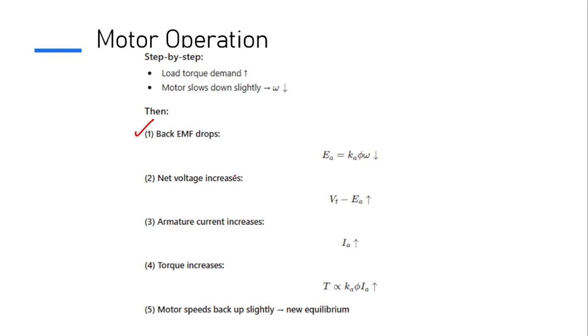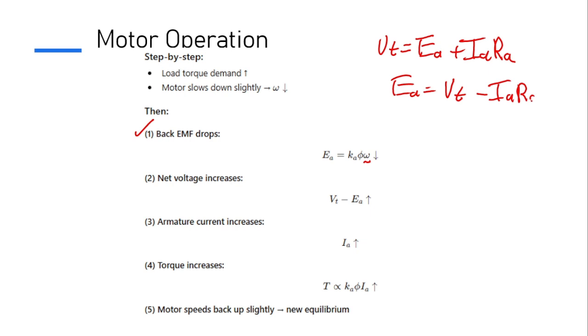So the moment you increase the load, your EA will drop, and these two things are directly proportional to each other. So your EA value will drop. Just remember VT is equal to EA plus IA RA. If you make EA the subject of the formula, you have VT minus IA RA. So the back EMF drops.